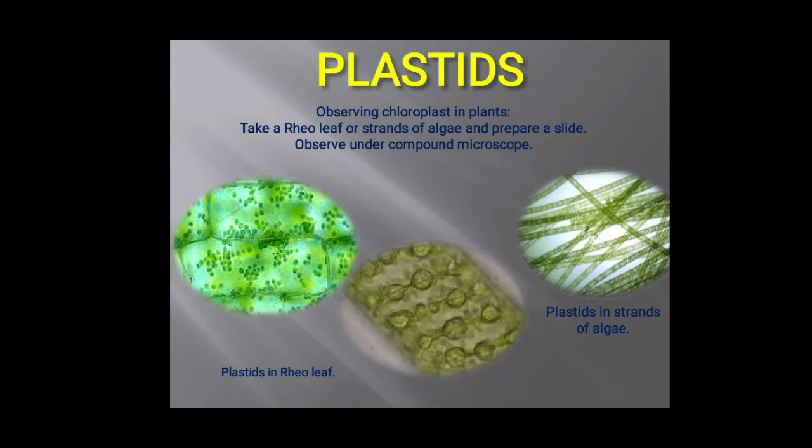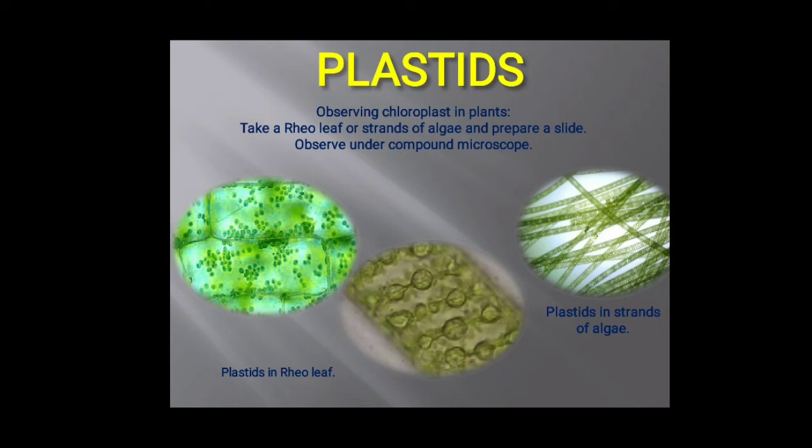The next most important cell organelles inside the cell are plastids. So plastids are a unique type of cell organelles present only in the plant cells, which impart different colors to the plant cell. To observe these plastids, we need to take a peel of Rhoeo leaf or some strands of algae and observe under a compound microscope.